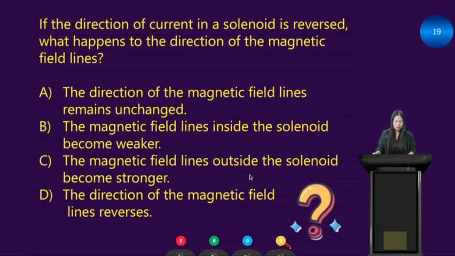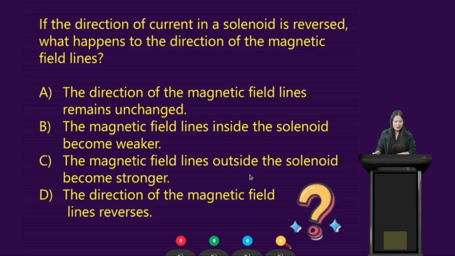Option A, the direction of the magnetic field lines remains unchanged. Option B, the magnetic field lines inside the solenoid become weaker. Option C, the magnetic field lines outside the solenoid become stronger. Option D, the direction of the magnetic field lines reverses.